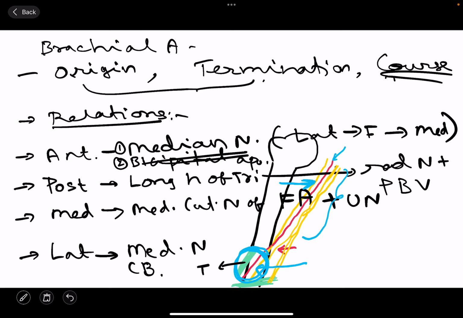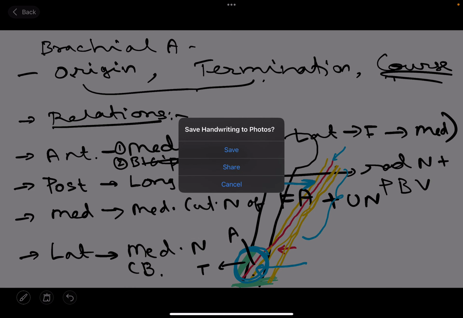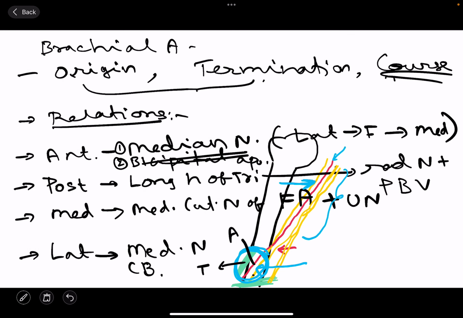This is the tendon of biceps brachii. This red line is the brachial artery, and this yellow structure is the nerve. Which nerve? The median nerve. So what lies lateral to the artery is the tendon of biceps brachii. What lies medial to the artery is the median nerve. So basically, you have to understand that the median nerve crosses the brachial artery in front from lateral to medial side. So in the upper part, the median nerve will be lateral to the brachial artery. In the lower part, the median nerve will be medial to the brachial artery.